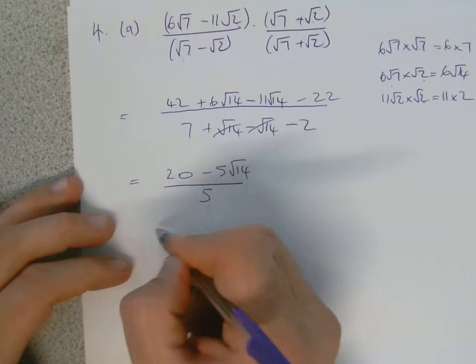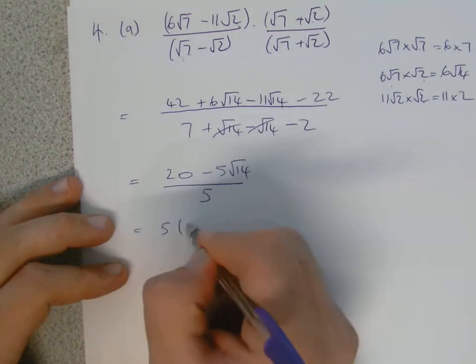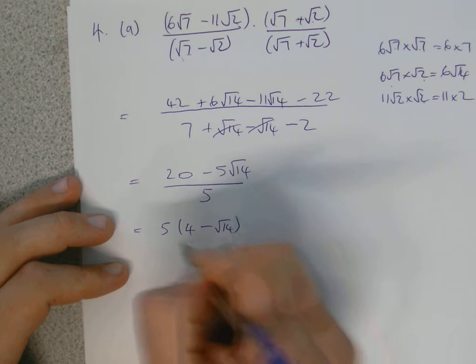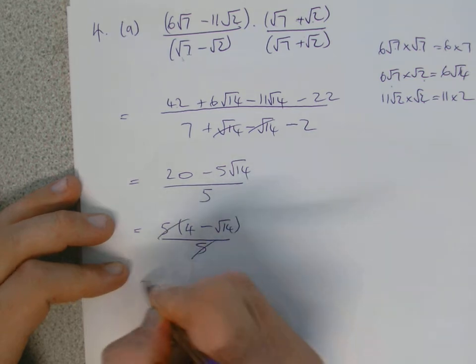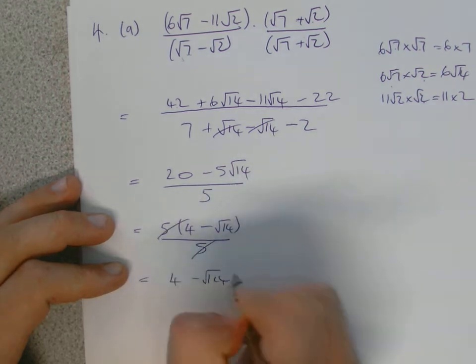Okay, on the top then, we can factorize out of 5. So it'll be 4 take away root 14 over 5. The 5's cancel, and you're left with 4 take away root 14.